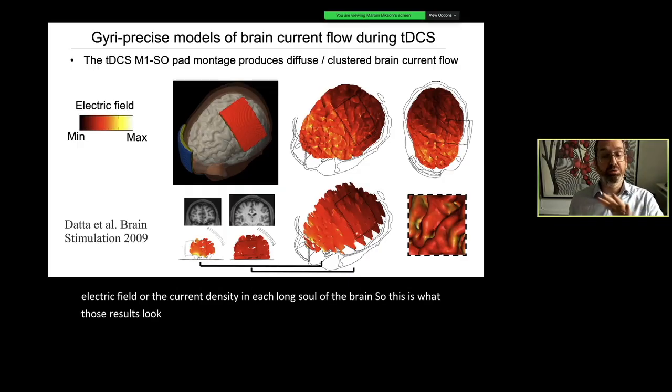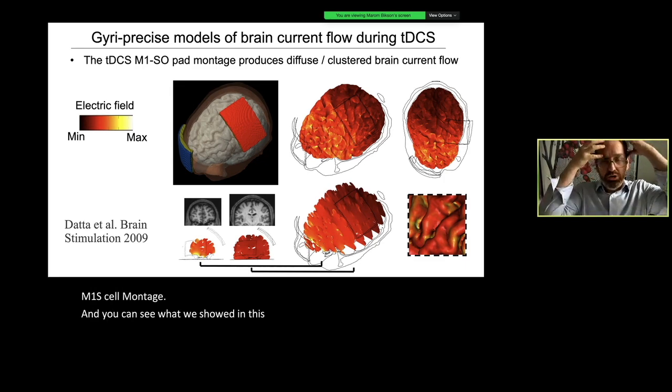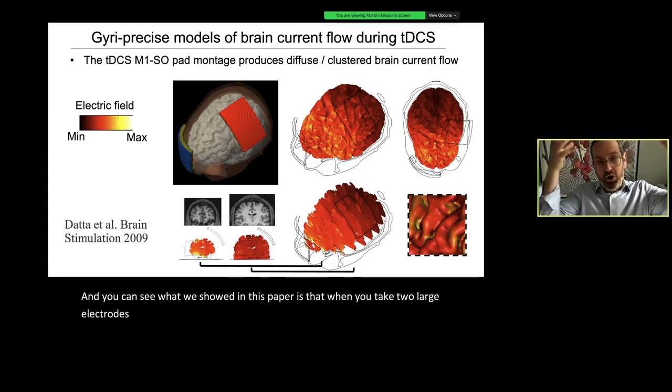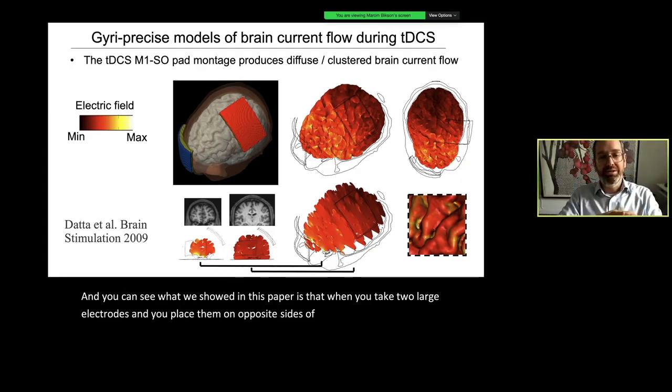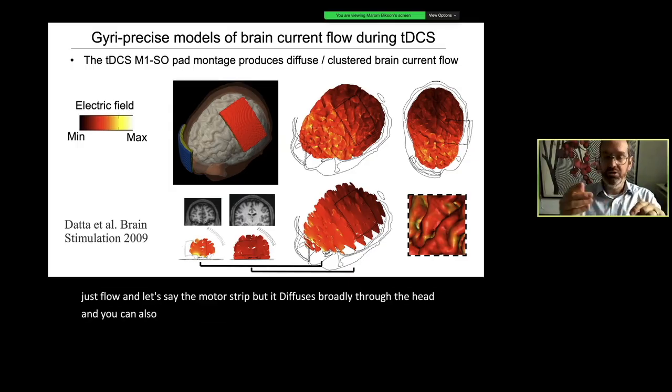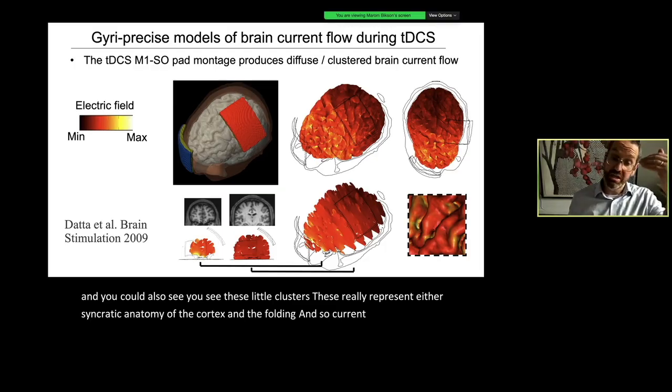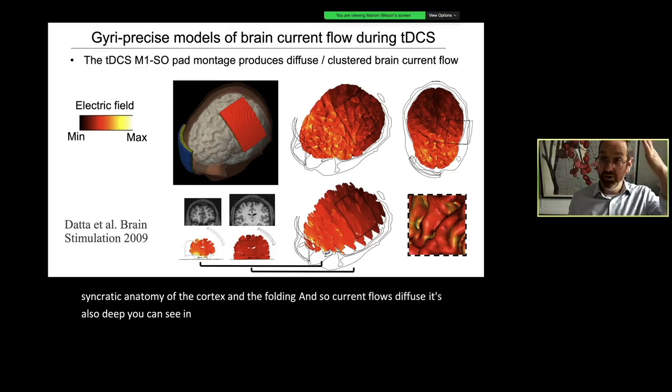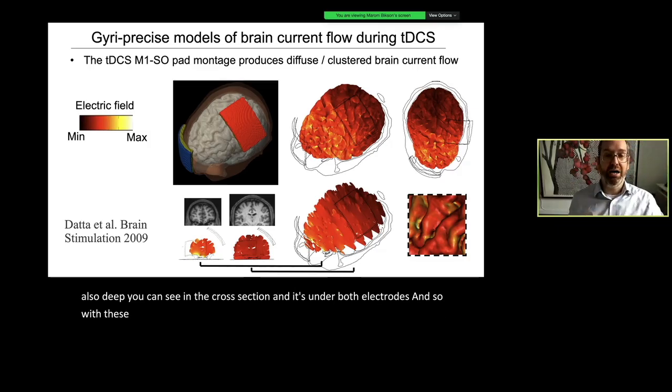This is the prediction of the brain current flow during the M1SO montage. And what we showed in this paper is that when you take two large electrodes and place them on opposite sides of the head, the current doesn't just flow in, let's say, the motor strip, but it diffuses broadly through the head. And you can also see these little clusters. These really represent idiosyncratic anatomy of the cortex and the folding. And so current flow is diffuse. It's also deep. You can see in the cross section, and it's under both electrodes. And so these models predict the current flow pattern through the head.